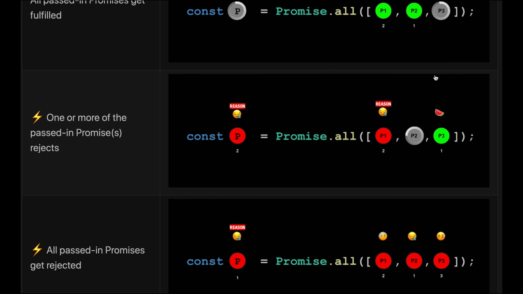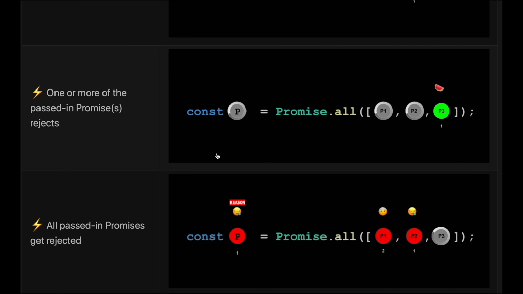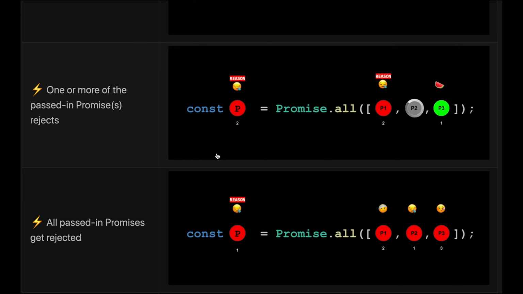Now let's say one of those promises failed. So that is our second case. In this case, as you can see here, P3 resolves first and then P1 fails. And right at the moment when P1 rejects, the promise P also rejects, and it's the same reason which is given by P1, and you can see that reason with P as well.